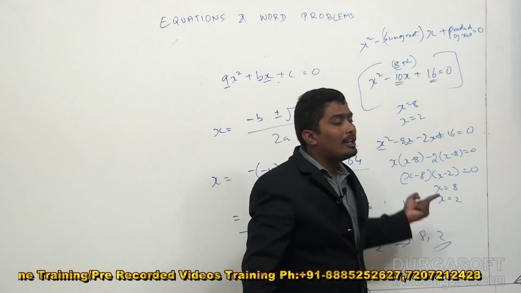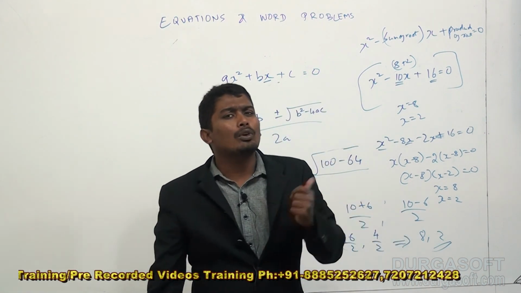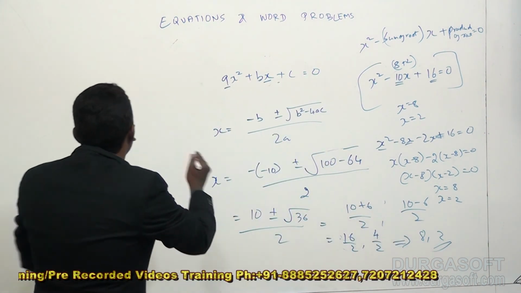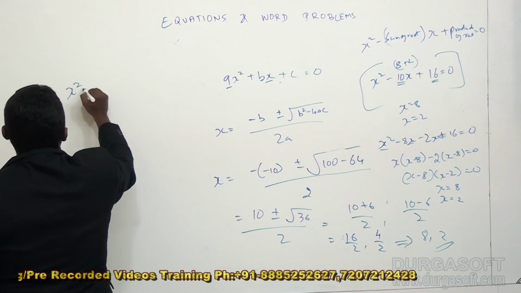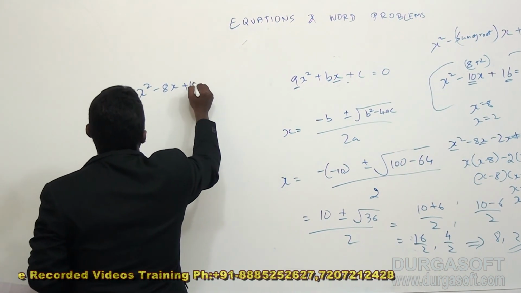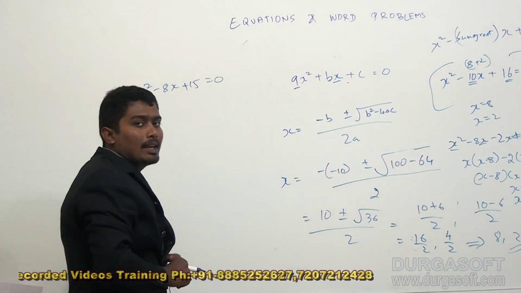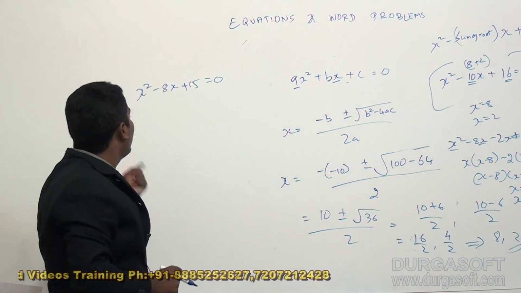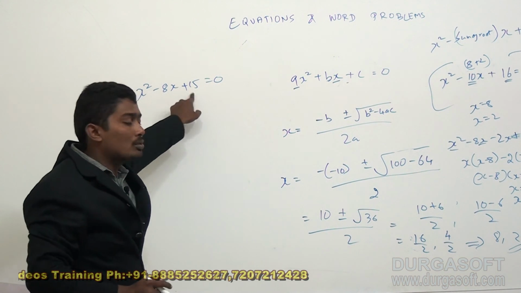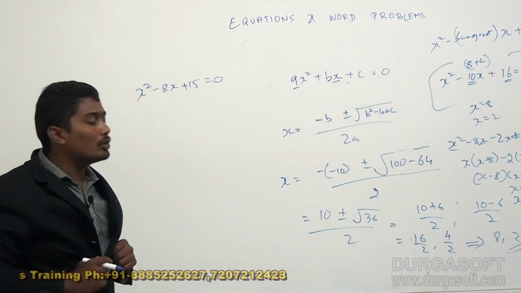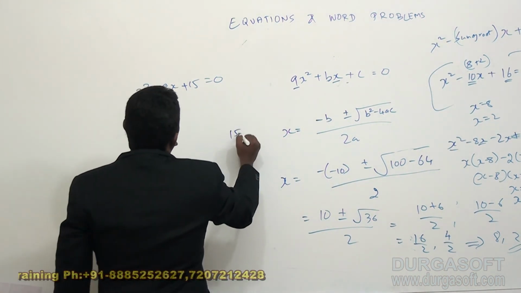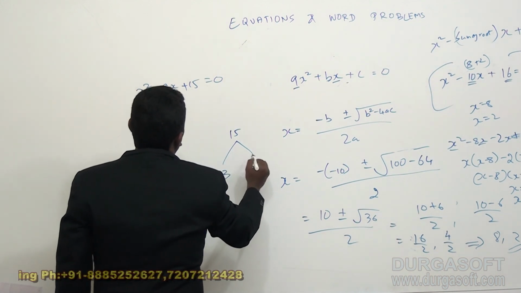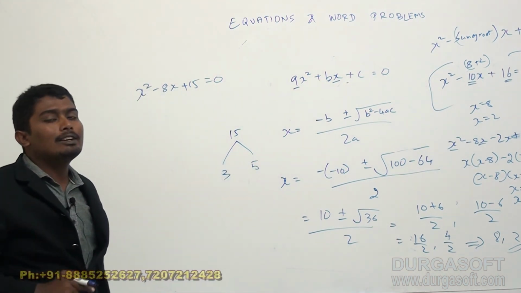So here we already knew the answer, but we will try to solve one more question based on this. Let's take this question: x square minus 8x plus 15 is equal to 0. Here I can say that 15 is the product of the roots, which means I have to divide 15 into two numbers. So 15 I can divide into 3 into 5.